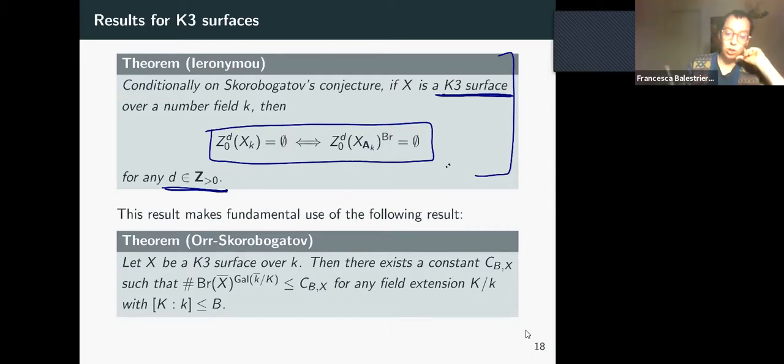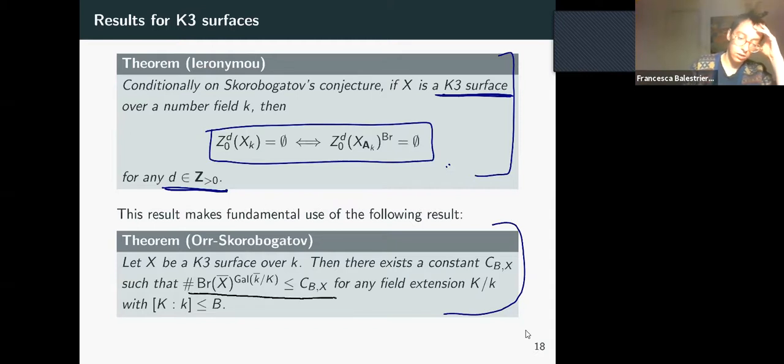And as I said, his result crucially uses the following result by Orr and Skorobogatov. This nice result is essentially a way to bound the Galois invariant part of the geometric Brauer group in this way. So he uses that in a crucial way. This is the current state-of-the-art knowledge about the arithmetic of zero cycles for K3 surfaces, as concerns the Hasse principle and its variations.